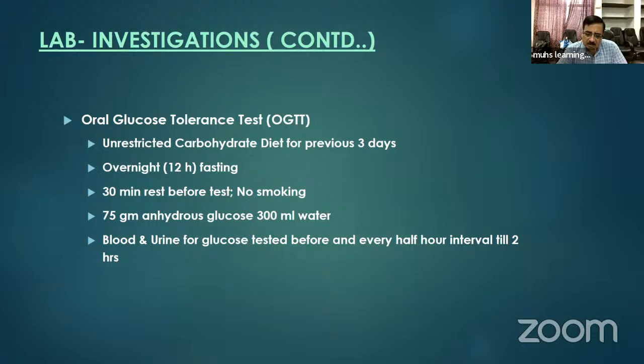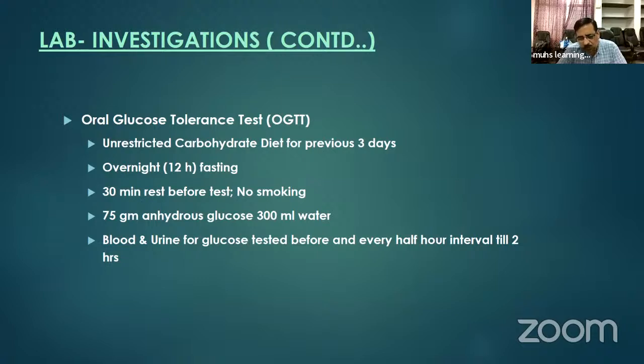And seeing the chart you can diagnose it. So what is the key aspect? The key aspects are three. First is 3 days of a liberal diet, unrestricted carbohydrate. Second is overnight fasting is important. That patient must fast overnight, and then after that he should be comfortable for the test. And before the test he should rest for 30 minutes.